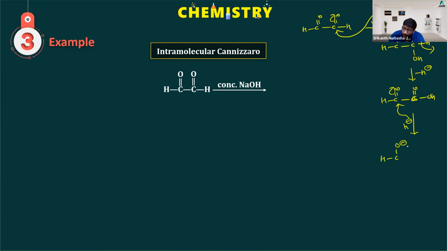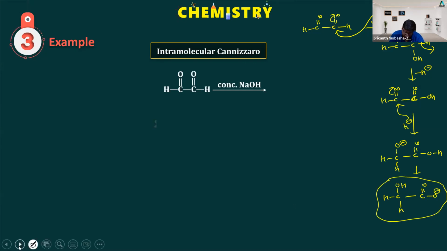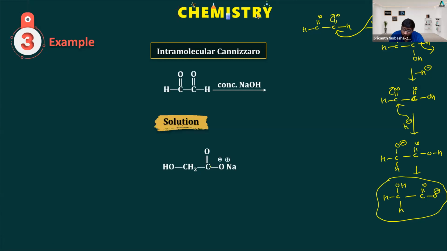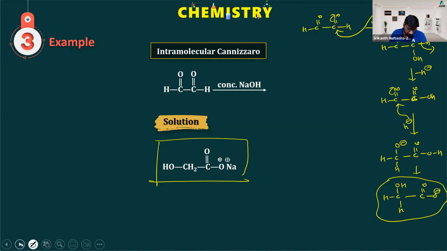You generate the alkoxide, and the O minus will pick up the proton, forming OH. Here we have CH2OH, and here we have the carboxylate, C double bond O minus. So this is going to be the product formed: CH2OH, C double bond O minus, which has electrostatic force of attraction with Na plus. That is going to be the correct set of products obtained.